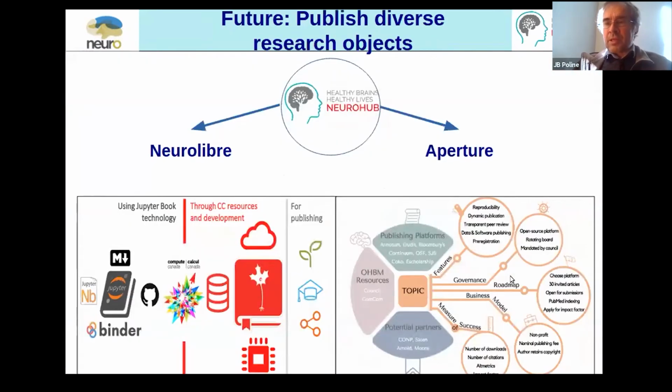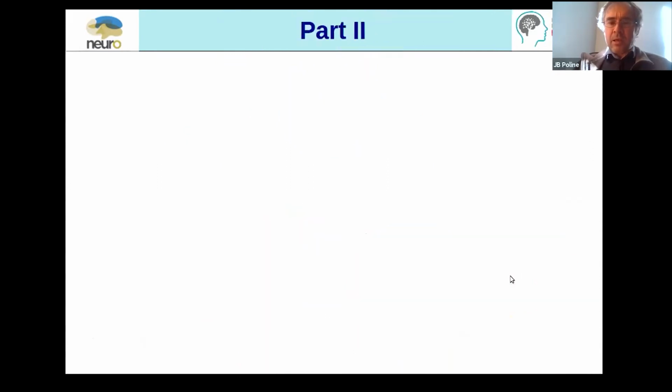I just want to say a quick word on the future of, again, making sure that those research objects will be publishable and in platforms. And we're working on two platforms, one that is dedicated to Jupyter notebooks, and that will be the NeuroLibrary platform, and one that is more like a neuroscience general platform for traditional publishing that is linked to other research objects than more than just PDFs, and that's the Aperture platform, in collaboration with the Organization for Human Brain Mapping. I think I'm done with my quick introduction.